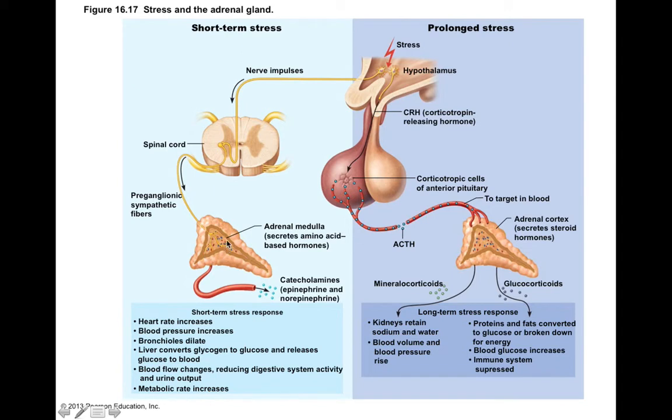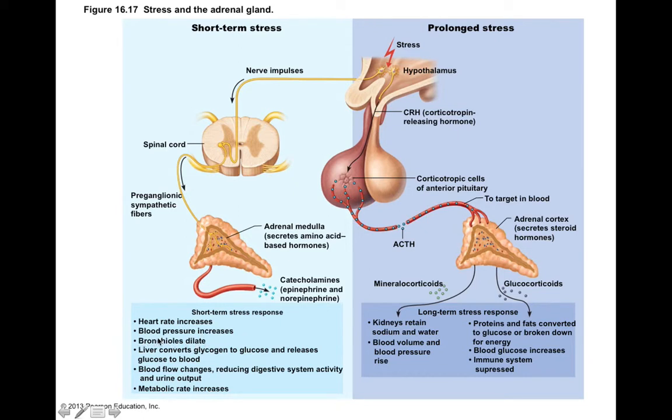The way your body responds initially to short-term stress is that nerve impulses from the brain reach the spinal cord. They're going to activate a preganglionic nerve fiber in the sympathetic nervous system, which then causes neural cells in the adrenal medulla to release their catecholamines, or hormones, including epinephrine and norepinephrine. These hormones will travel through the bloodstream and have various effects like increasing heart rate, blood pressure, leading to bronchodilation.